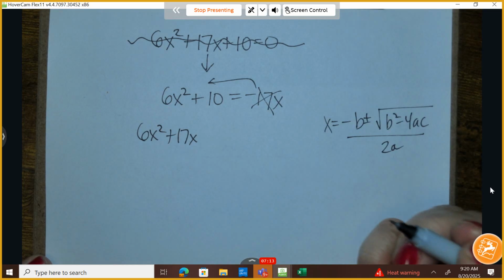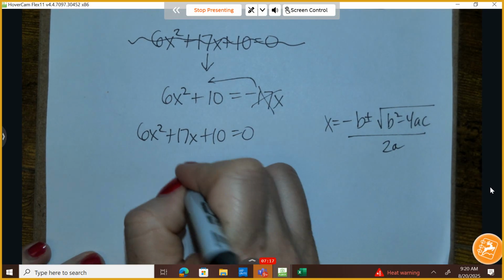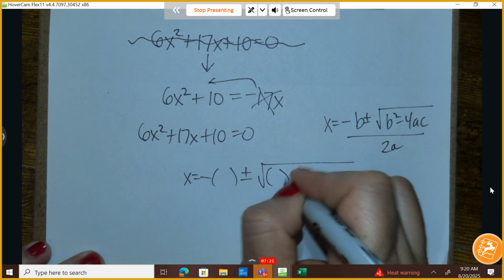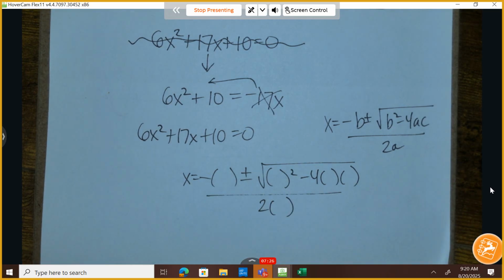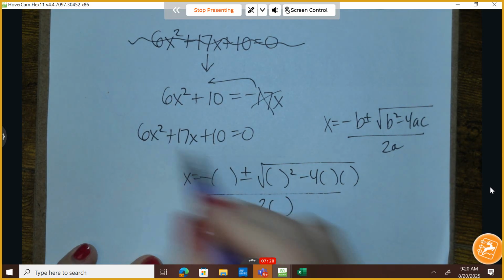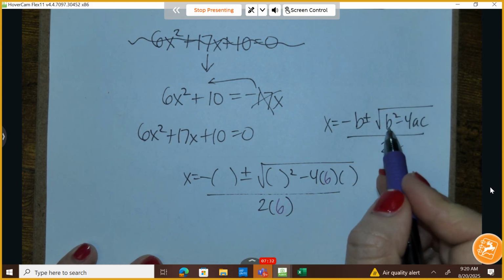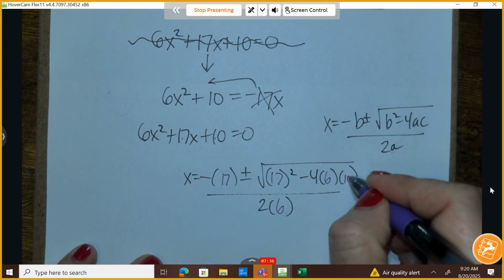So it no longer is on the right-hand side. We still have the 10, and now I have my A, my B, and my C. So I'm going to make my parentheses where I'm going to input the A, the B, and the C. My A is 6, so A goes into these two positions. My B is 17, so 17 goes into these two positions, and my C is 10.